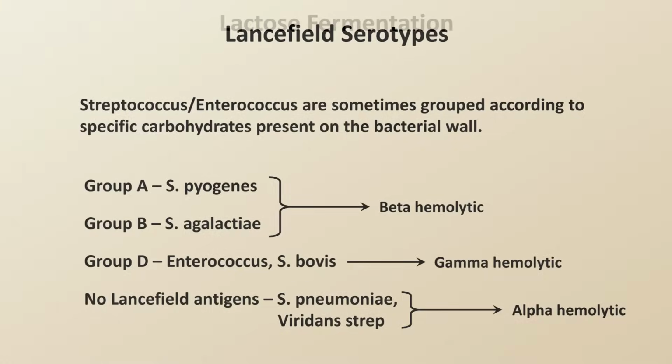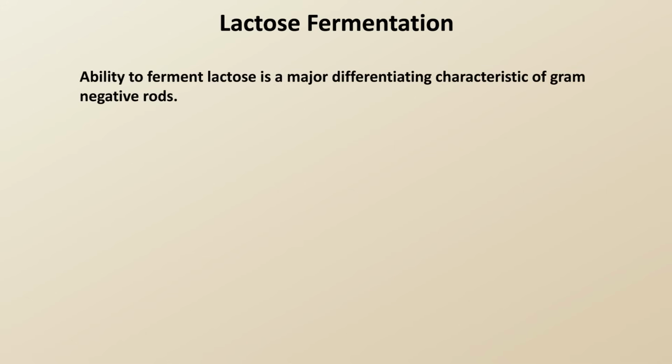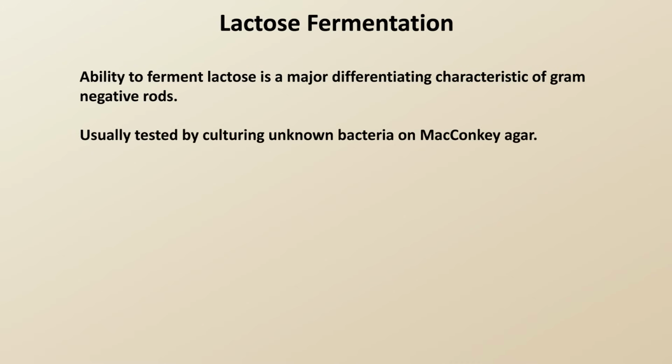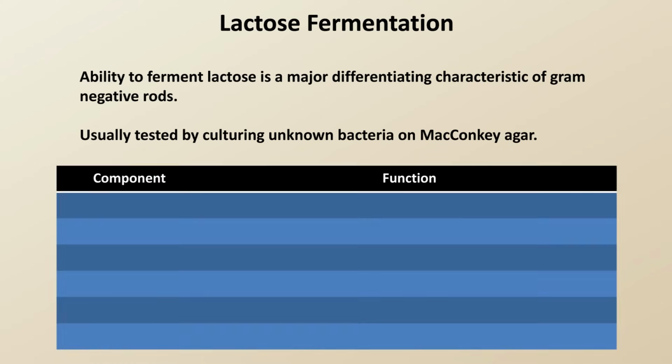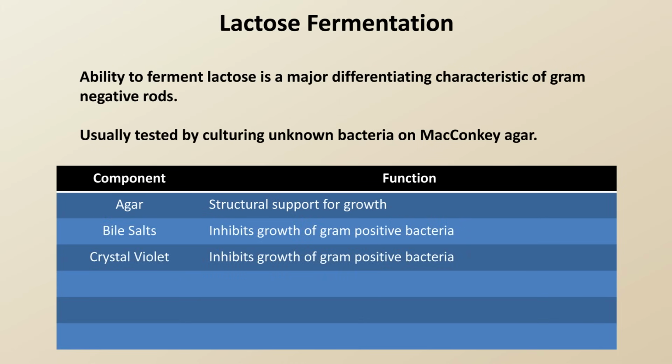The final important microtest I'll discuss today is lactose fermentation. The ability to ferment lactose is a major differentiating characteristic of gram-negative rods. It is usually tested by culturing the unknown bacteria on a media named MacConkey agar. This is actually a cool test, so I'll talk about it just a little bit more than the others. MacConkey agar has 6 critical components. First is the agar, which provides structural support for bacterial growth. There are bile salts and crystal violet, both of which inhibit the growth of gram-positive bacteria.